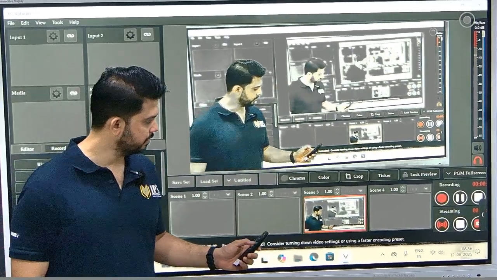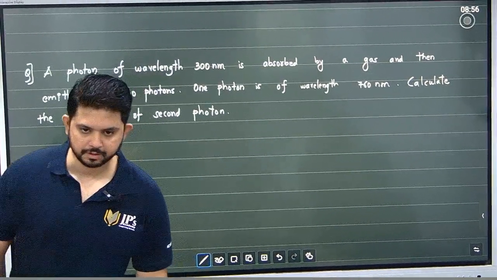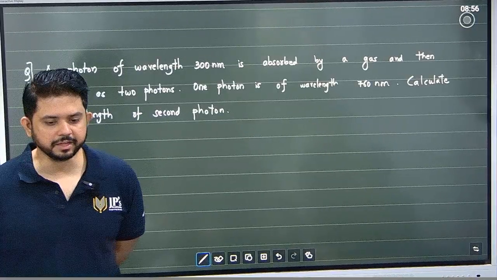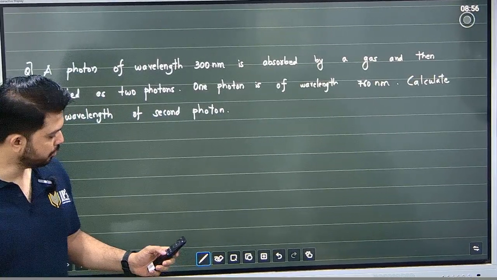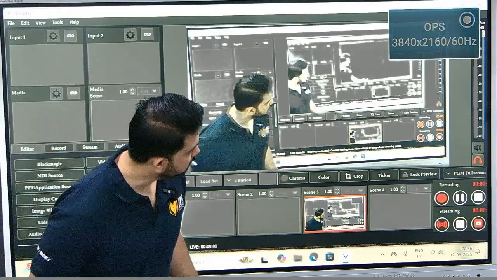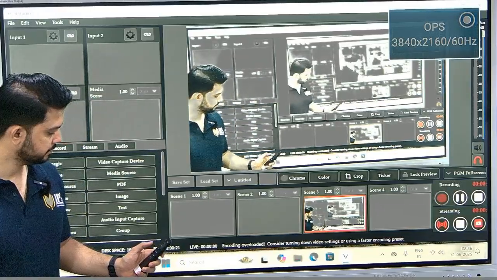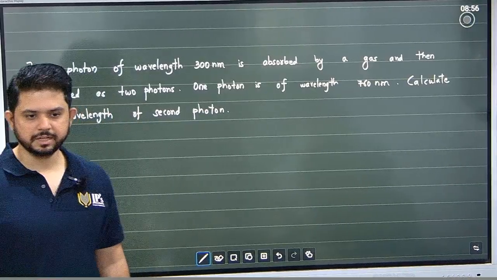Okay. Let's continue with particle nature of light. We had to complete one more numerical in particle nature. Chalo, so let's understand this, people.